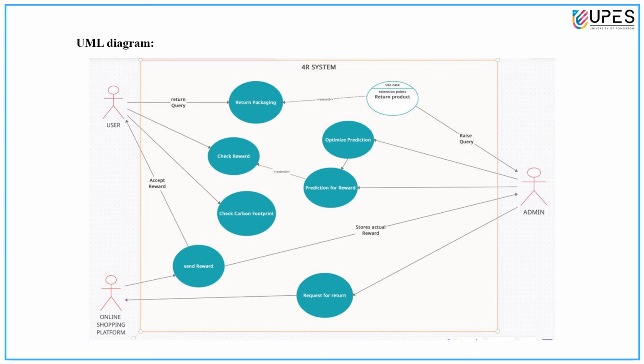The online shopping platform can raise queries such as, based on the data of the returning history of the user, the online shopping platform is supposed to send the rewards to the user. So the online shopping platform sends the reward and it's the responsibility of the admin to ensure that those rewards have been reflected in the user's account. So we can see how the various actors are interacting with each other as well as with the backend.